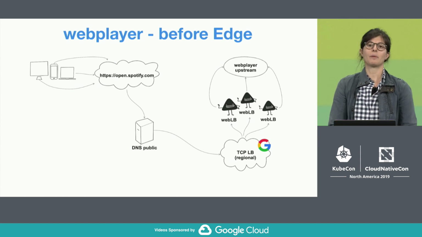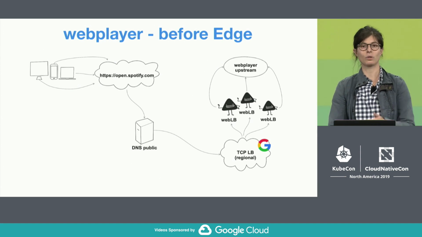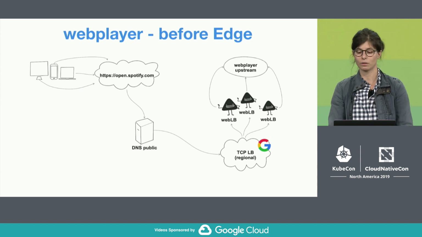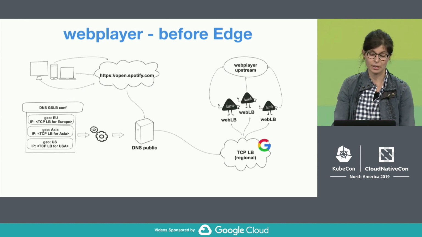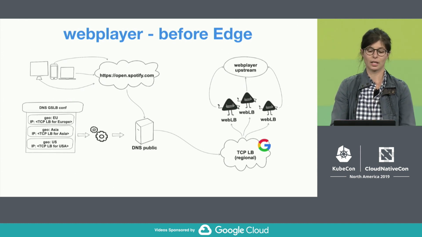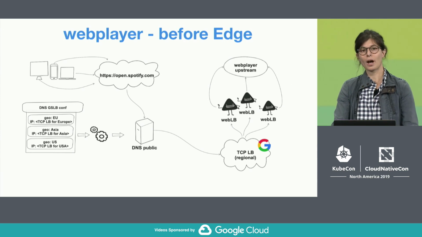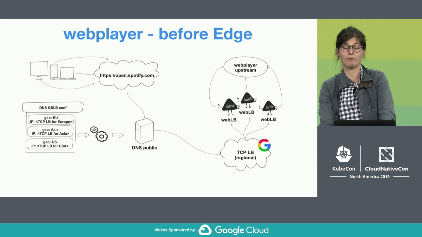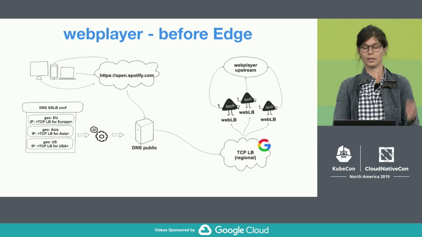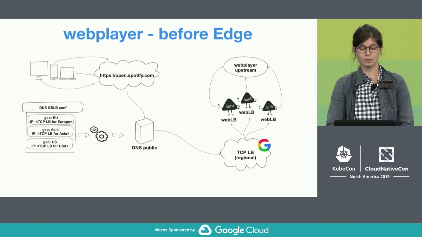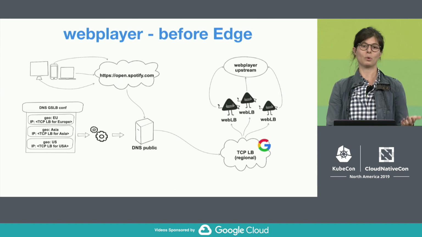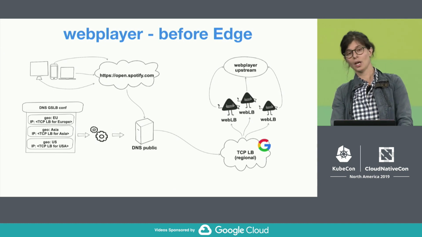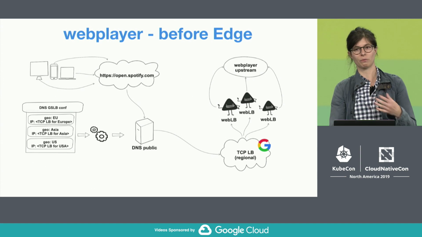When a user types open.spotify.com in her browser, we want her to be resolved to the Google Cloud region that is closest to her. We use DNS GSLB to distribute traffic across different geographies. We write this DNS configuration and then have an internal tool that we use to push this out to our public DNS providers. So as I said earlier, our strategy was to progressively shift more and more of the web player traffic to Edge. But this original setup couldn't really get us there.